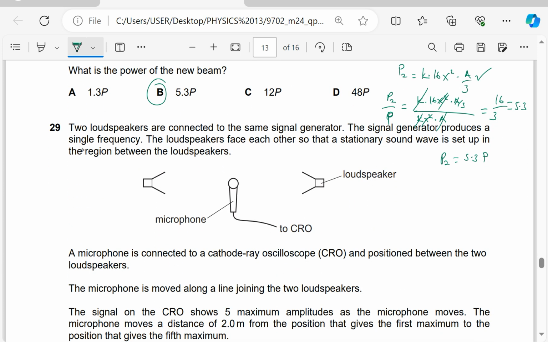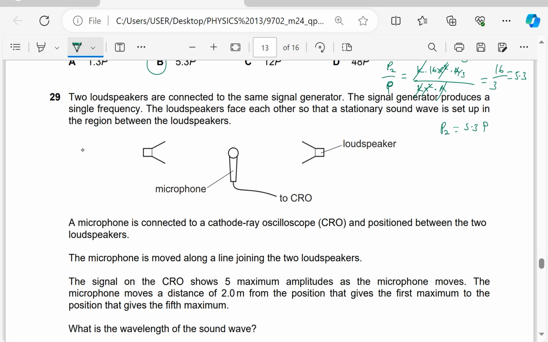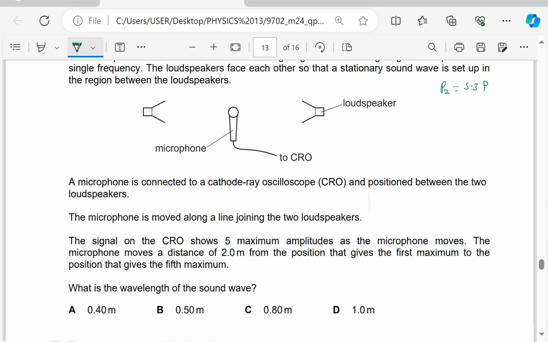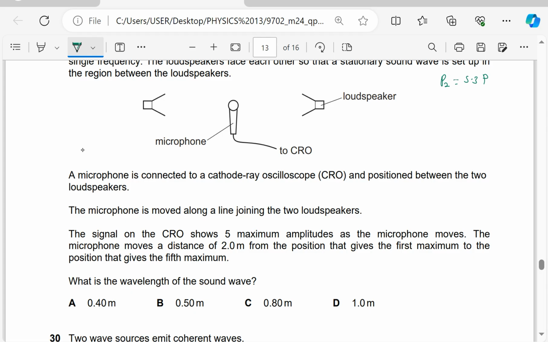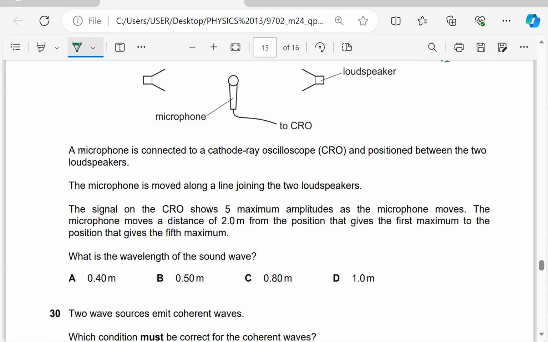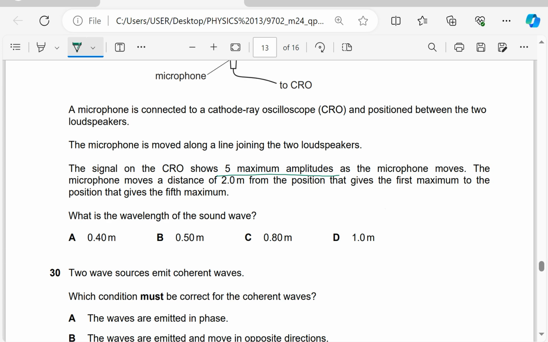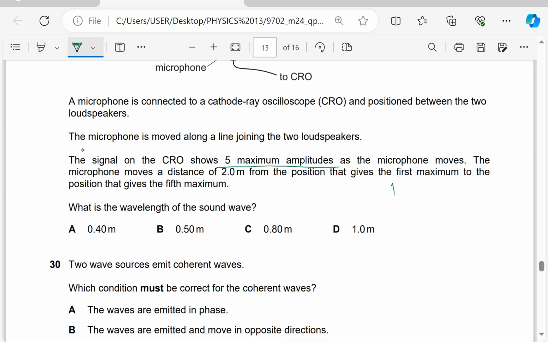Two loudspeakers are connected to the same signal generator. The signal generator produces a single frequency. The loudspeakers face each other so that a stationary sound wave is set up in the region between the loudspeakers. A microphone is connected to the cathode ray oscilloscope and positioned between the two loudspeakers. The microphone is moved along a line joining the two loudspeakers. The signal on the CRO shows 5 maximum amplitudes. So we have 1, 2, 3, 4, 5 maximum amplitudes.